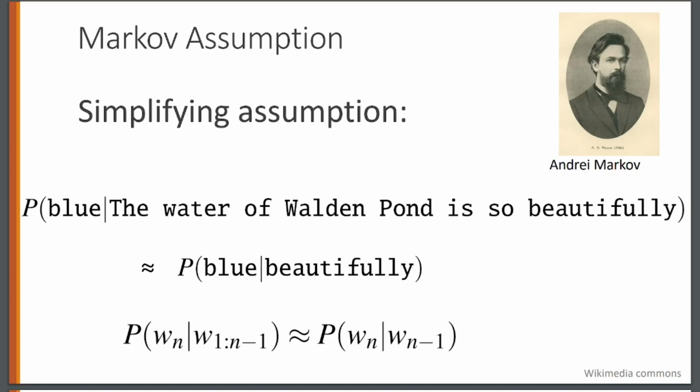So what we're saying here basically is, if I want to know how likely is blue to follow the water of Walden Pond is so beautifully, right? How likely is it that the next word is blue? Well, that's roughly equal to the likelihood that blue follows beautifully. We only have to look one word back. So this is a simplifying assumption, right? Simplifying means we're abstracting, we're making some sacrifices in accuracy to make our language model easier to compute, right? Because it will be easier to compute.